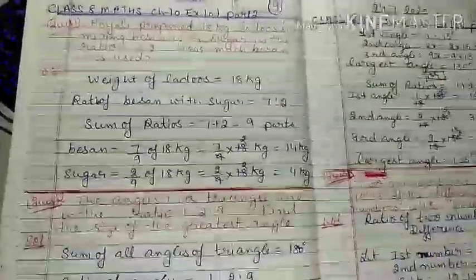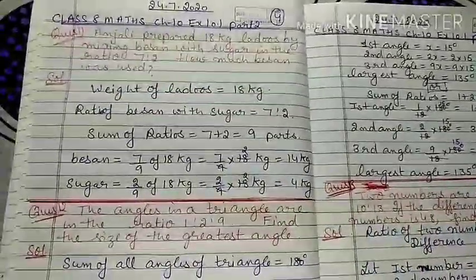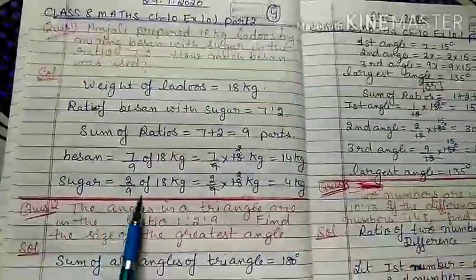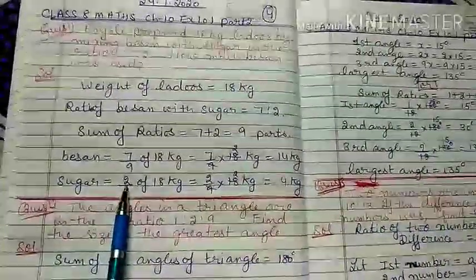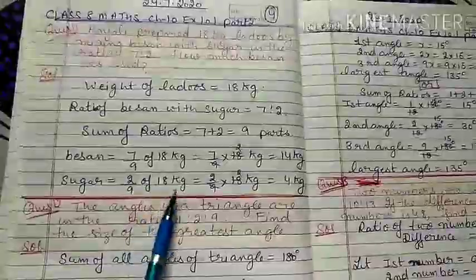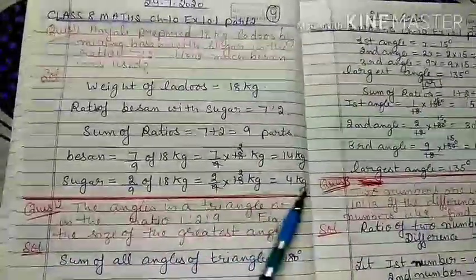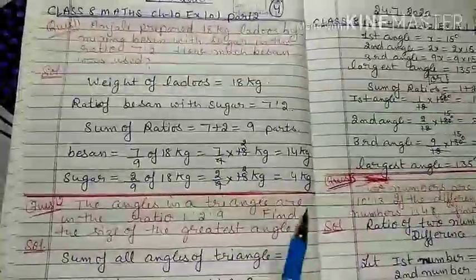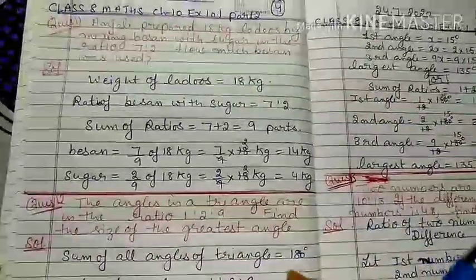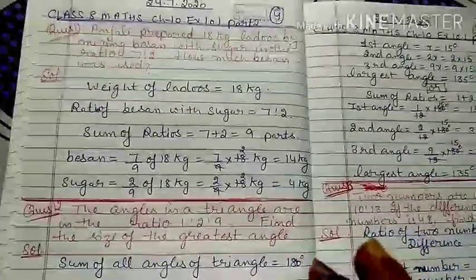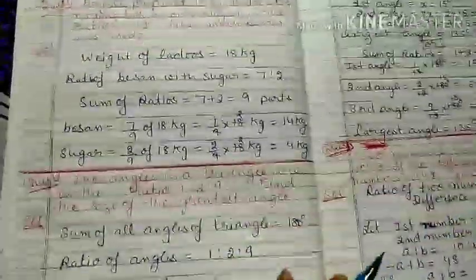That means Anjali used 14 kg of besan to make the laddus, and for sugar, out of 9 there are 2 parts used. 2 by 9 of 18 kg, that is 2 by 9 multiplied by 18, gives me 4 kg. So for making the laddus Anjali used 4 kg sugar and 14 kg of besan.